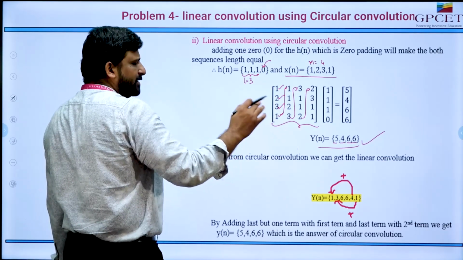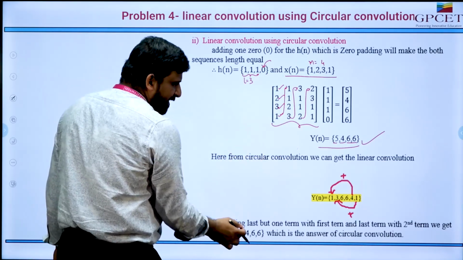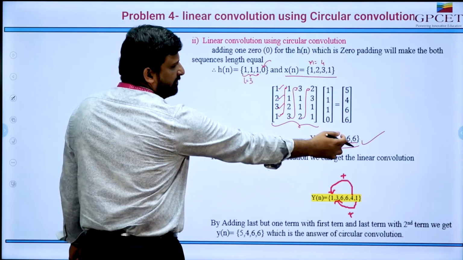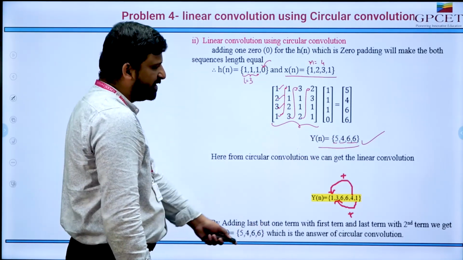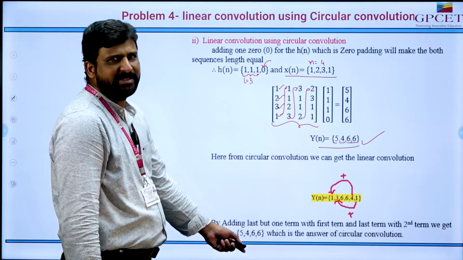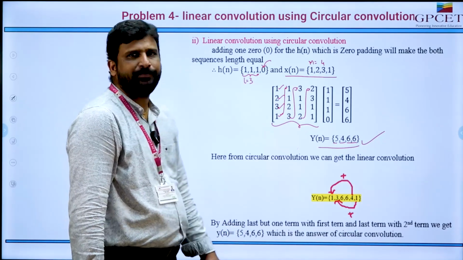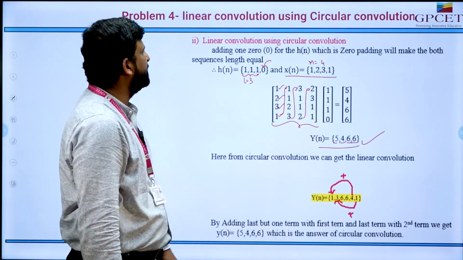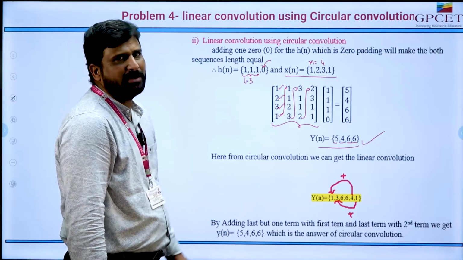If we use the circular convolution, the answer will be the same. Y of n is equal to 5 4 6 6, and here also if we convert that, the answer will become the same, 5 4 6 6. Okay, so this is the second pattern, linear convolution using the circular convolution.